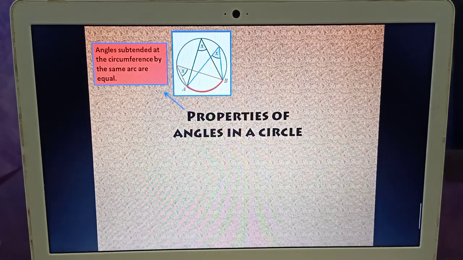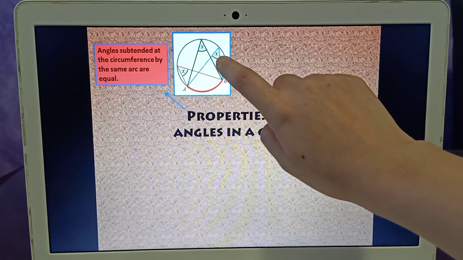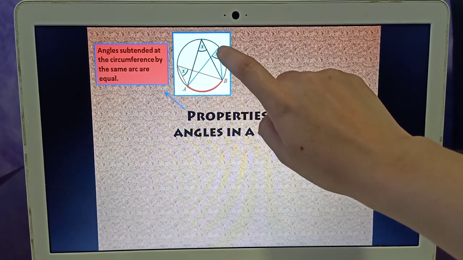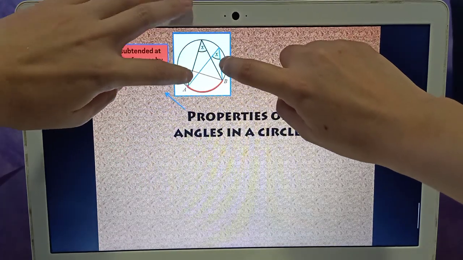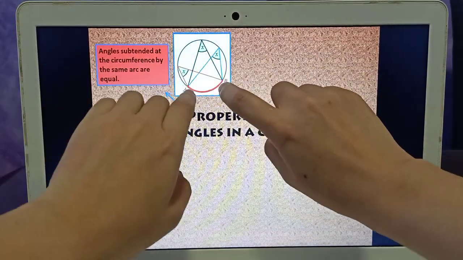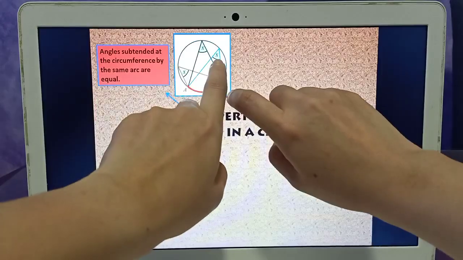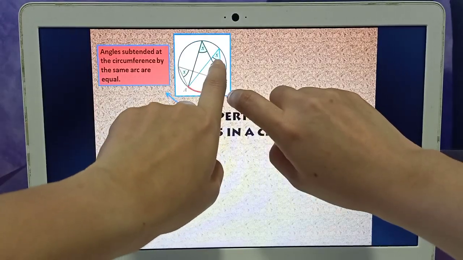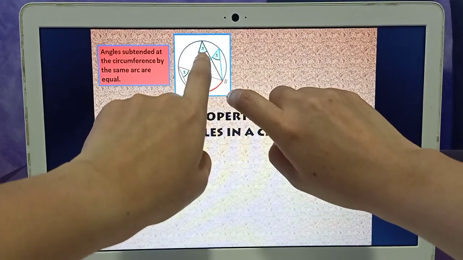Let me explain to you. Look at this angle. This angle is an angle subtended at the circumference, right? Because it is on the circumference. And it was drawn by two chords and subtended by arc AB. So we call this angle subtended at the circumference, and the value for this angle is x. This one, the value is also x.